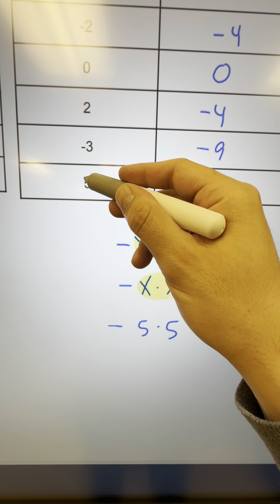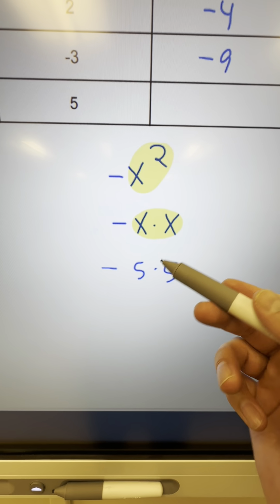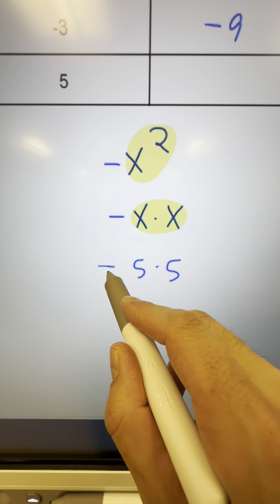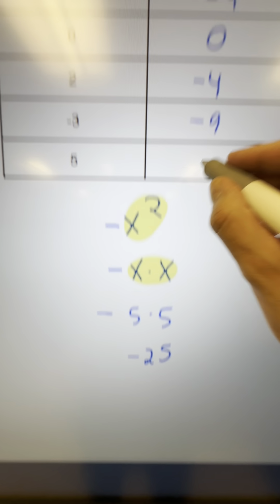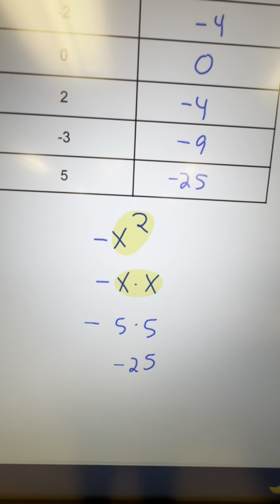And then now I substitute my 5 in here. So notice here I didn't have to put parentheses because it's a positive number. So I have negative 5 times 5. You get negative 25. So my answer for this will be negative 25.